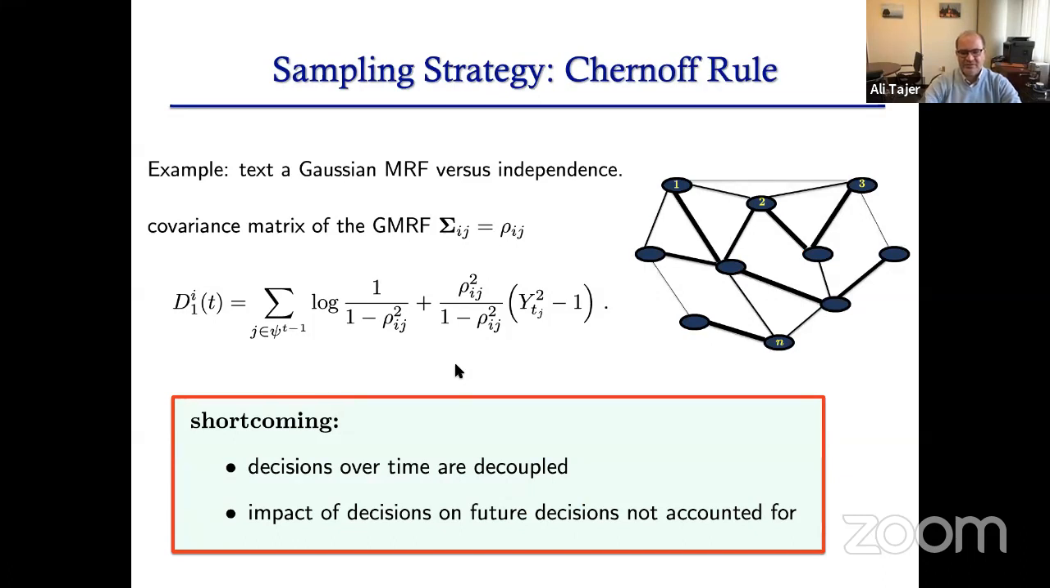One shortcoming is that the decisions are decoupled over time. If you look at the structure of the information measure, it just depends on the data in the past. It has no regard for the effect of the decision on the future actions that we will be taking. But on the other hand, we know that because of the dependency structure in the network, every action that we take, any sample that we take, will provide different information content for the future samples that we will be taking over time. So the impact of decisions over time is decoupled, and that is what we are trying to address.